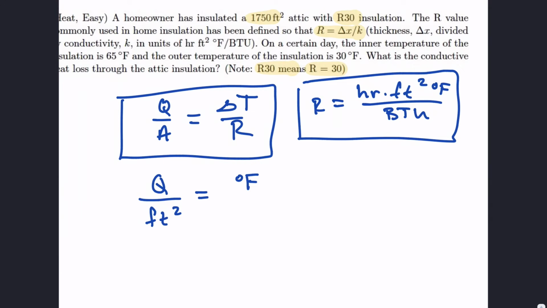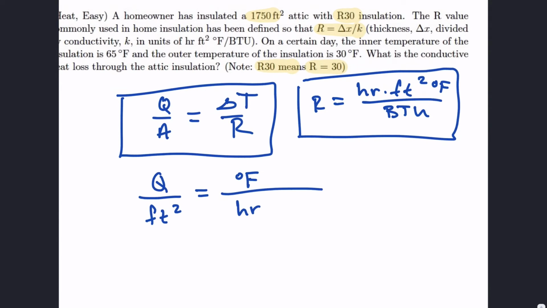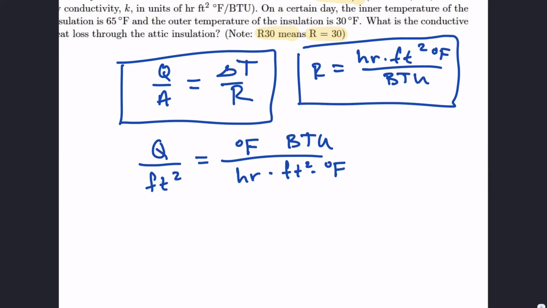All right, so plugging in these units, plugging in for R, on the bottom I would have hour feet squared degree F, and then divide by BTU, so BTU comes up on the top. All right, so remember, what I'm looking for is units here. I see that the feet squared cancels. I see that degrees F cancel, and my units that are left for Q is BTUs per hour. All right, so I'm feeling pretty good about that.